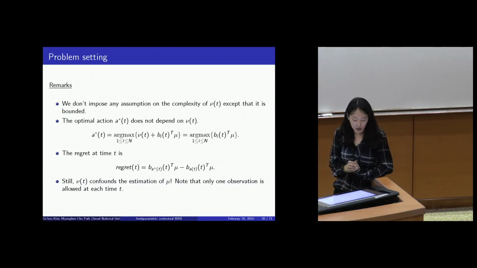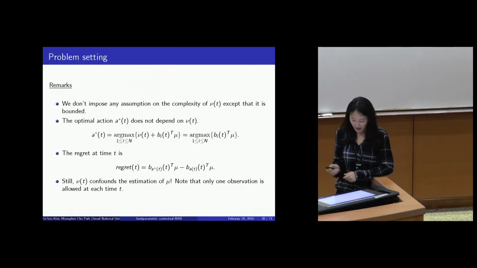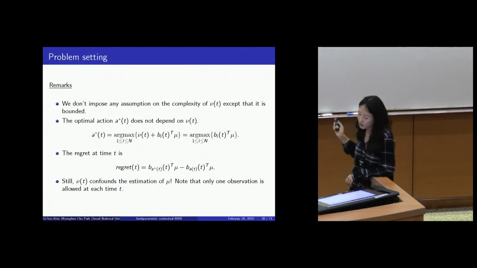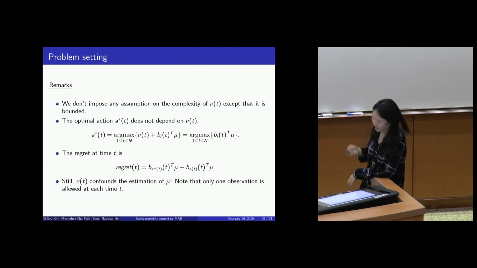But still, we need to take good care of this nu t because it confounds the estimation of the regression coefficient. And given that only one observation is allowed at each time, it is difficult to distinguish between the nu t and the linear part.